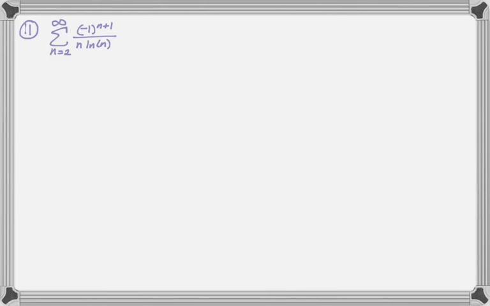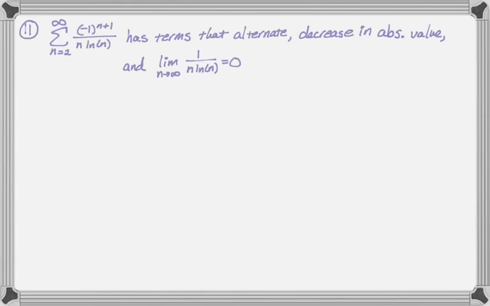So I'm just going to say that this series has terms that alternate. They definitely decrease in absolute value because the numerator is a constant and the denominator is growing. And the limit as n approaches infinity of 1 over n natural log of n is definitely 0. And therefore, we can say that this series converges by the alternating series test. That's a classic example of the alternating series test. Let's look at a less classic example.